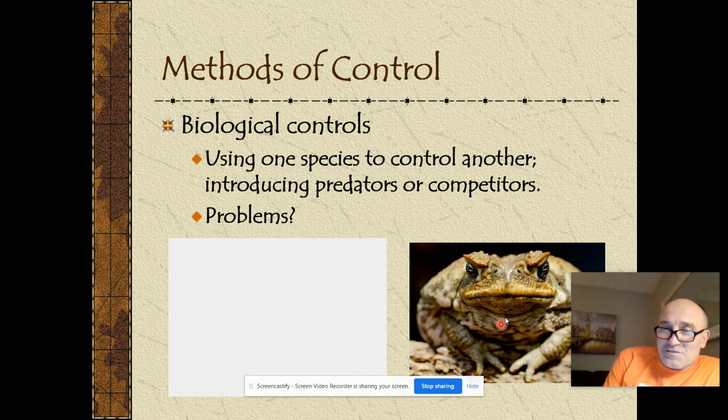This particular one is interesting. This is a cane toad, which is actually a species that was introduced in Australia to control some other insect pests, and now the cane toad got out of control and is now an invasive species of its own. That's one of the problems with biological controls. You have to be careful not to cause another problem.